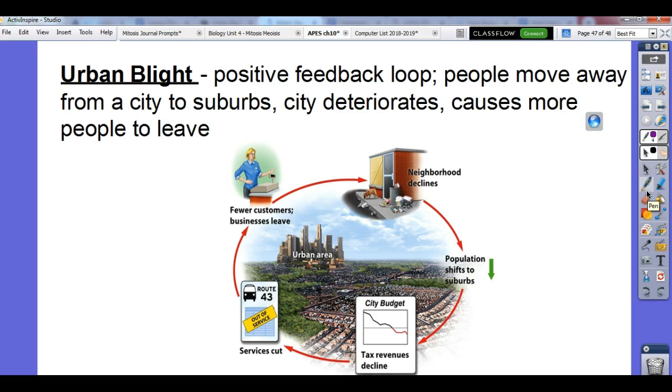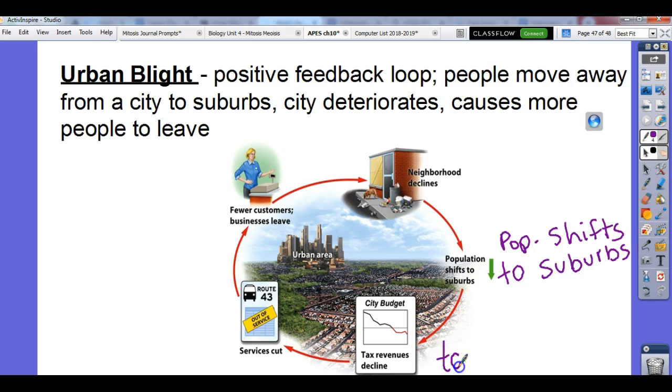So here's how the cycle works, okay? We'll start over here on the right. The population shifts or moves to the suburbs. So some of the population moves to the suburbs because they want cheaper housing, they want a little bit quieter life, they want to raise a family, it's more economical. So they shift to the suburbs, okay?